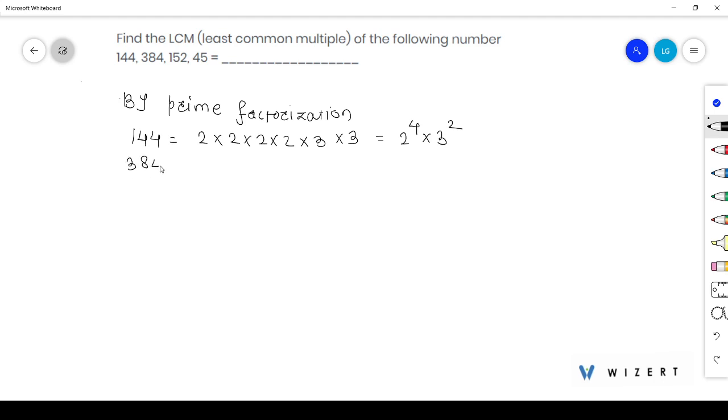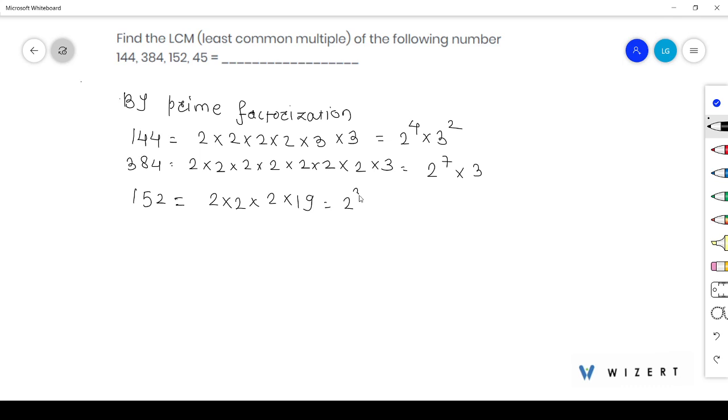Then 384 is 2 into 2 into 2, 2 into 2 into 2, again 2 into 3. So it is 2 to the power 7 into 3. Then the prime factorization of 152 is 2 into 2 into 2 into 19. That is 2 to the power 3 into 19.